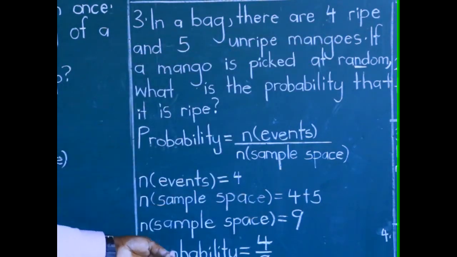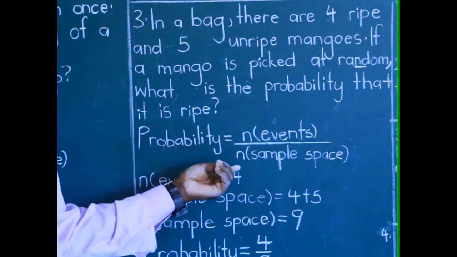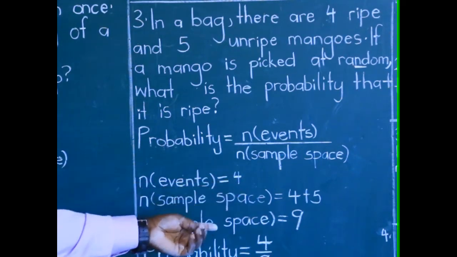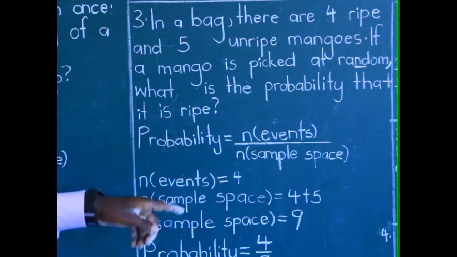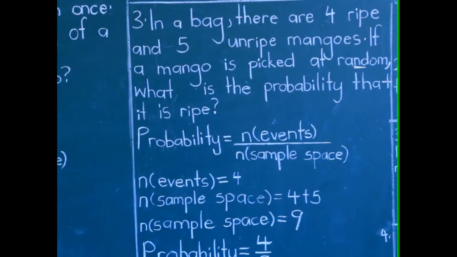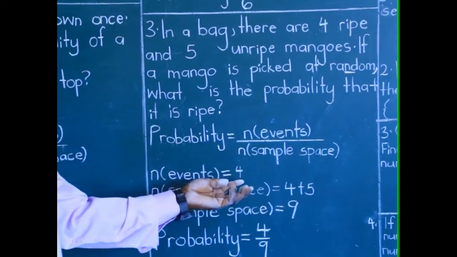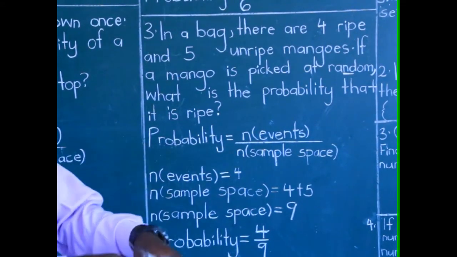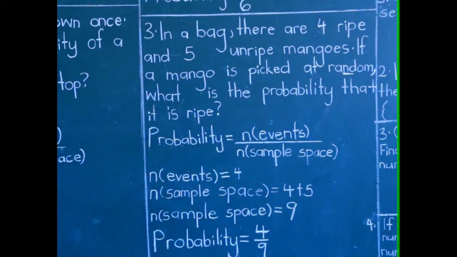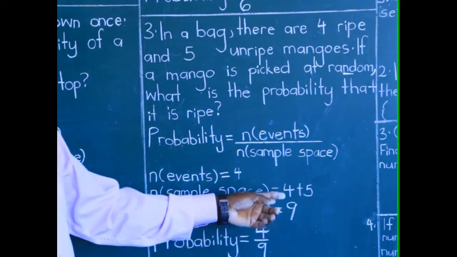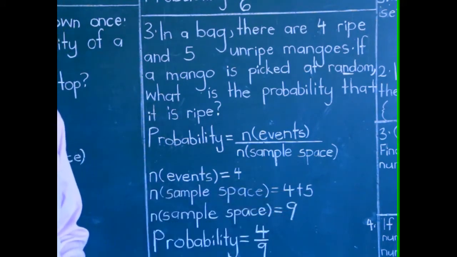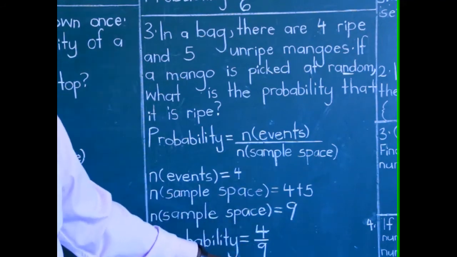So we say probability is equal to number of events divided by number of sample space. As I said before, number of events is 4 because they need the ripe ones, and all the 4 have got a chance to be selected because they are under that category of being ripe. So we take 4. The number of sample space means the total content in the bag, that is 4 plus 5. So our number of sample space, when you add, you get 9. So probability is equal to 4 out of 9.